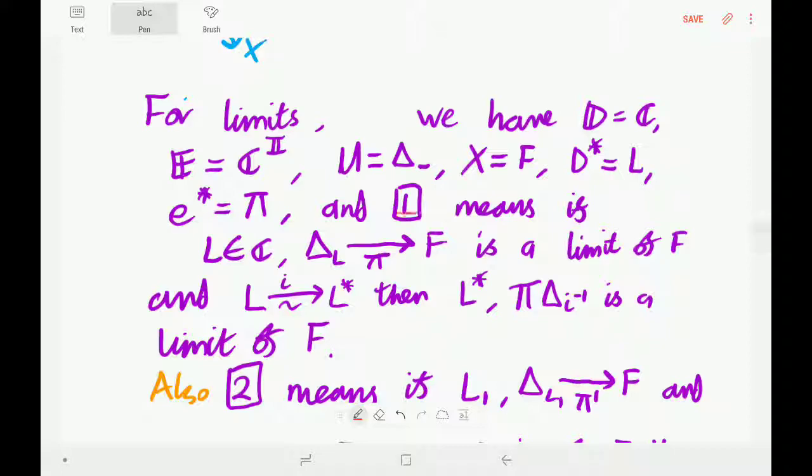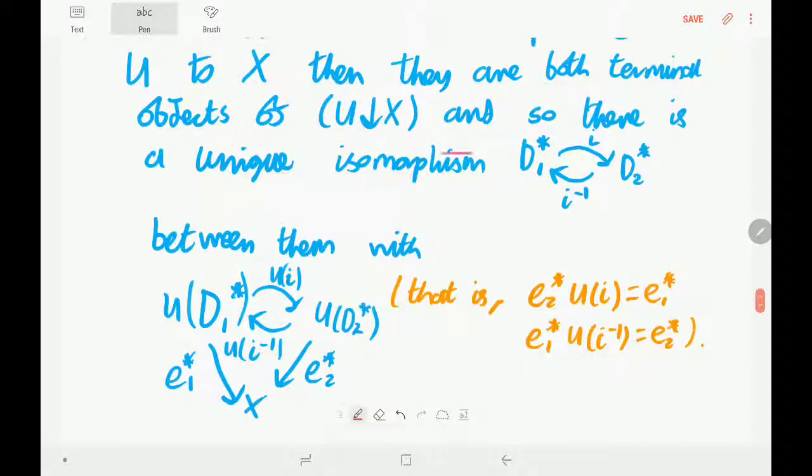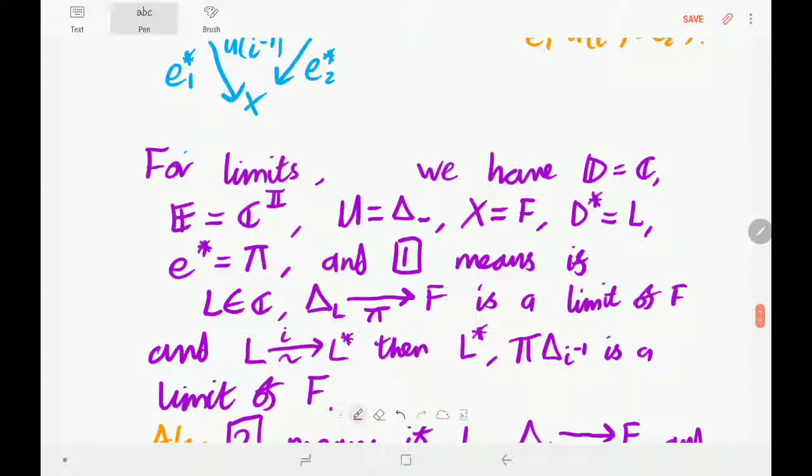Now, to interpret what remark 1 means, let's suppose we have this isomorphism I from L to L star. Then the claim is that L star, together with the vertical composition of natural transformations, pi after delta of I minus 1, is going to be a limit of F. That just follows by looking at this in the special case where we're talking about limits.